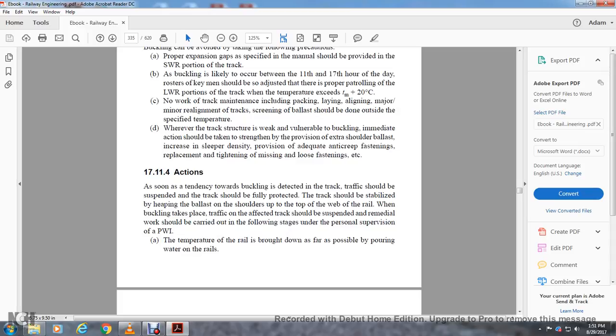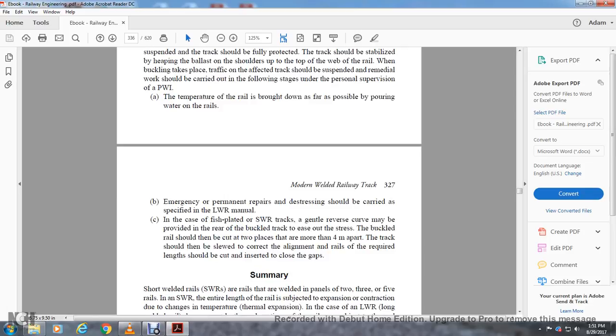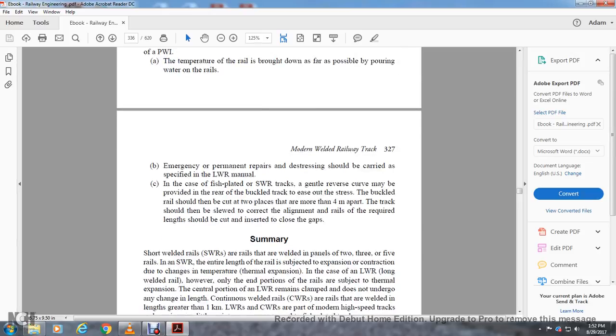Remedial work should be carried out in the following stages under the personal supervision of the inspector. The temperature of the rail is brought down by pouring water on the rails. Emergency or permanent repairs and distressing should be carried out as specified in the long welded rail manual. In this case, fish-plated short welded rails, a reserve curve may be provided at the rear of the buckled track to ease the stress. The buckled rail can then be cut out with the two ends more than 4 millimeters apart. The rails should be smoothed and alignment corrected, and the required length should be cut and inserted with the gap closed.